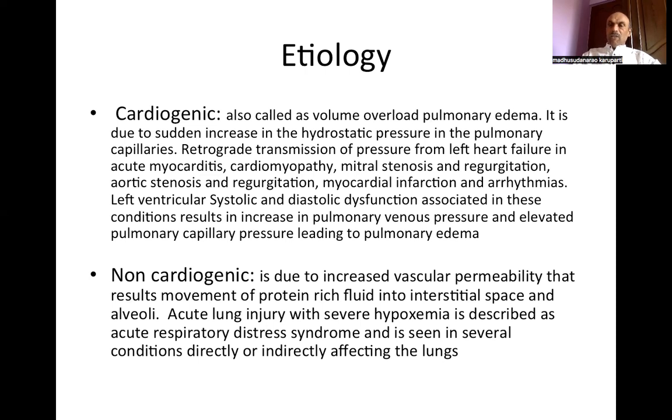In non-cardiogenic, it is due to increased vascular permeability. Increased vascular permeability of different causes, either due to trauma or infection in the lung tissue, that is pneumonia, or due to systemic illnesses, some toxigenic causes, septic, inflammatory vasculitis, a part of the generalized vasculitis syndrome, results in increased permeability of the pulmonary capillaries, thereby causing the translocation of fluid with high protein content that results in pulmonary edema. Acute lung injury with severe hypoxemia is described as acute respiratory distress syndrome and is seen in several conditions directly or indirectly affecting the lungs.